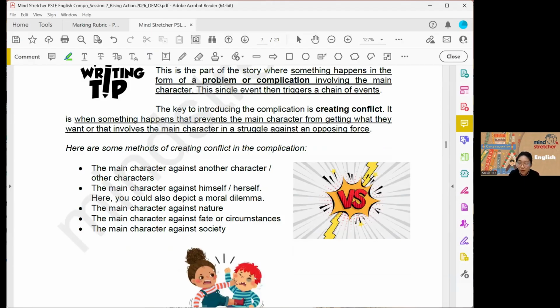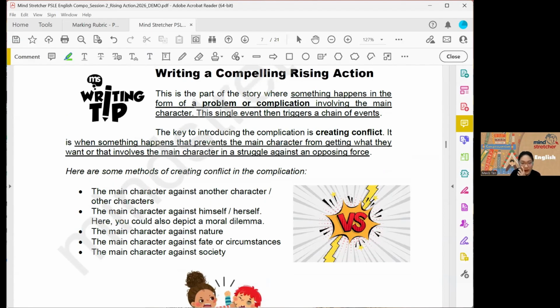So there are these kinds of problems. Maybe you know already. Maybe you have not tried one of these. So I'm going to explore them with you, okay? In the rising action, there's a problem or a complication. And it must involve the main character. The main character cannot be a plain observer, like a spectator. There are two people fighting, I'm just watching. No, the complication must involve our main character, okay? So that's the first thing. And this problem is going to trigger a chain of events. That's why it's called the rising action, a complication that builds up.